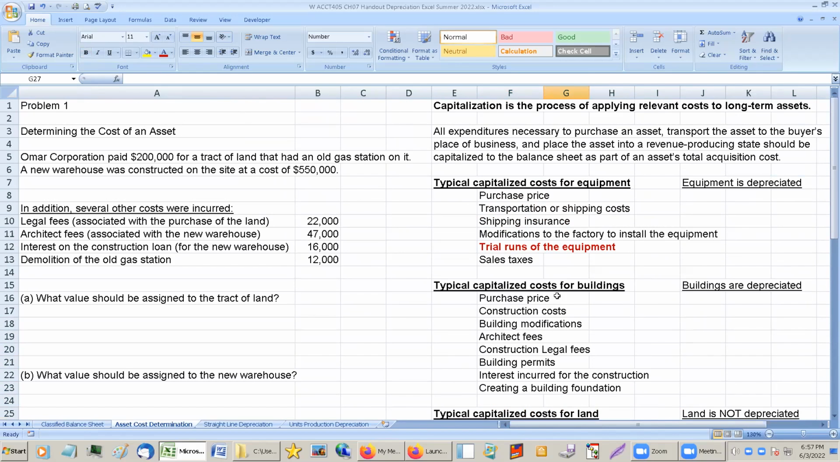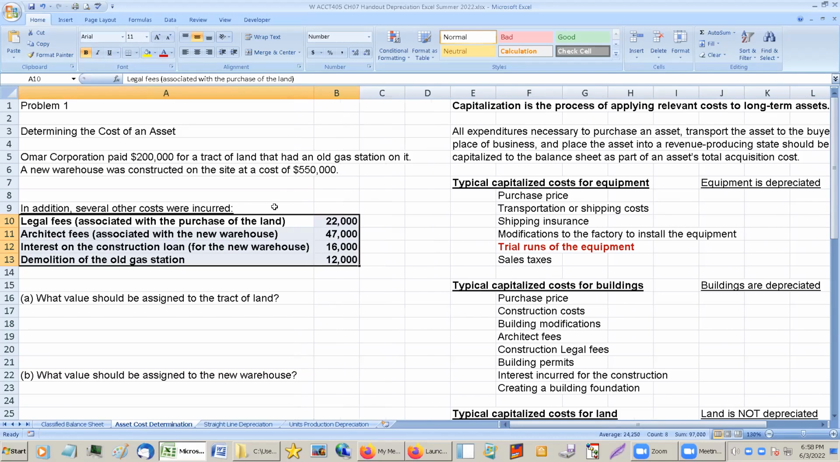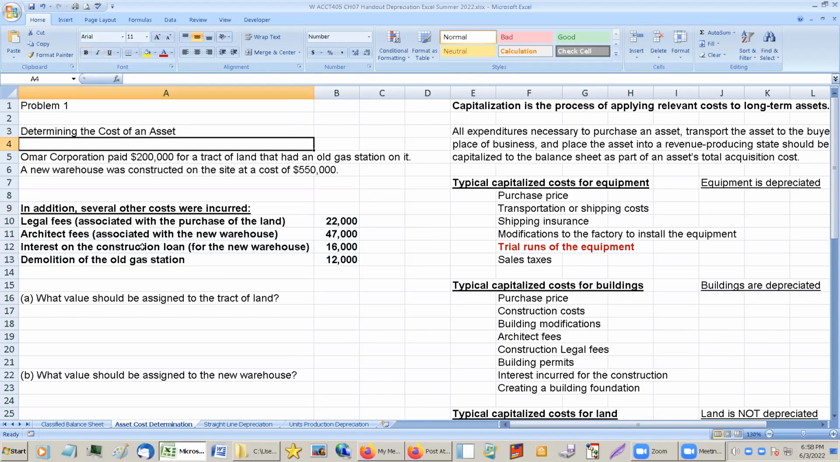Okay, so let's go over here. Omar Corporation paid $2,000 for a tract of land that had an old gas station on it. A new warehouse was constructed on the site at the cost of $550,000. Okay, well, what value should be put on the tract of land? Oh, and here's some other things.